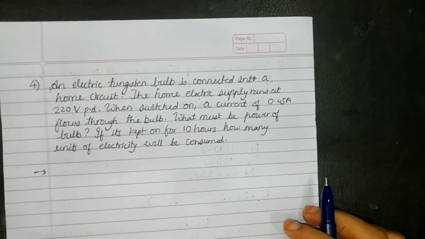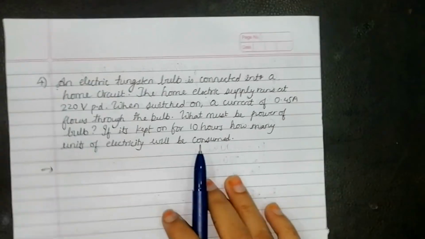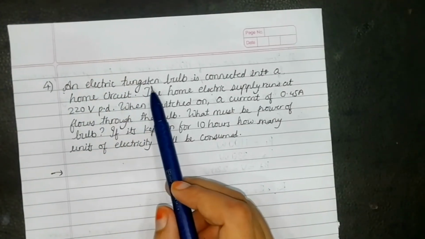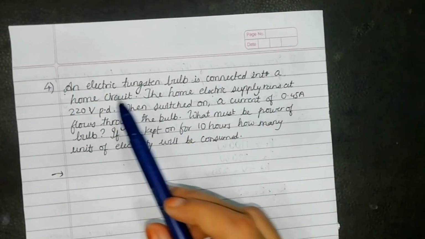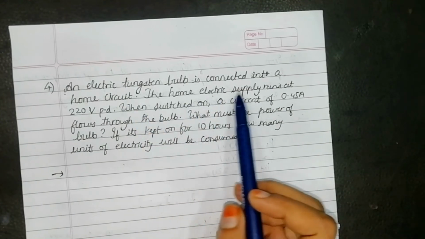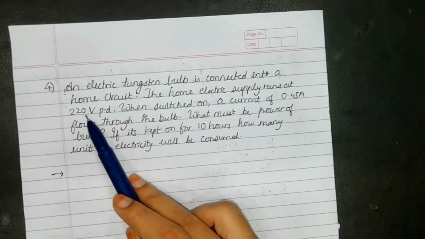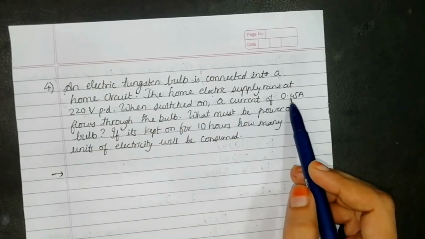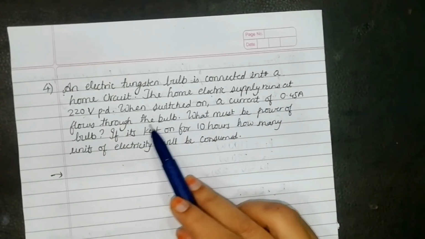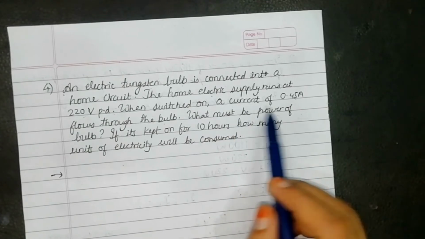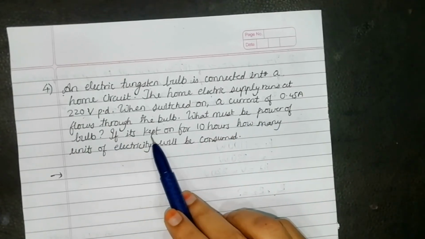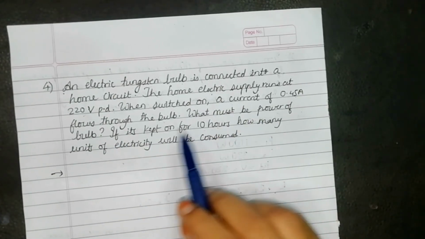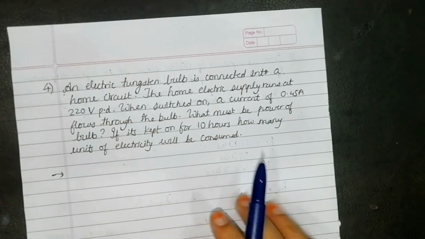So here we are on the last sum. The question is, an electric tungsten bulb is connected into a home circuit. The home electric supply runs at 220 volts potential difference. When switched on, a current of 0.45 amperes flows through the bulb. What must be the power of the bulb? And if it's kept on for 10 hours, how many units of electricity will be consumed?